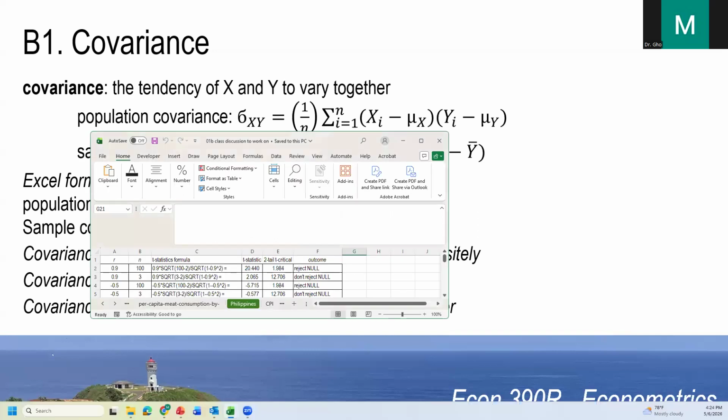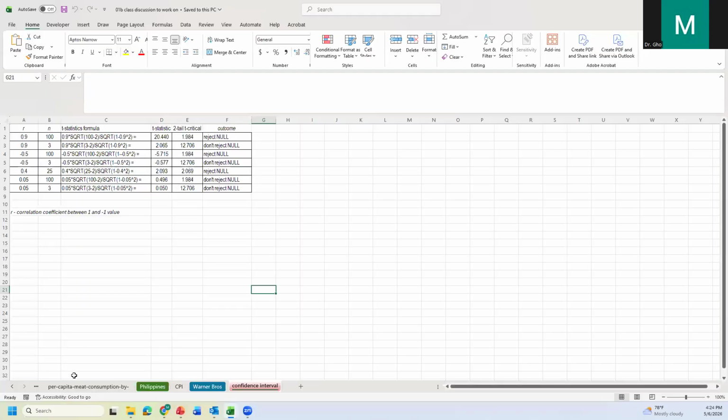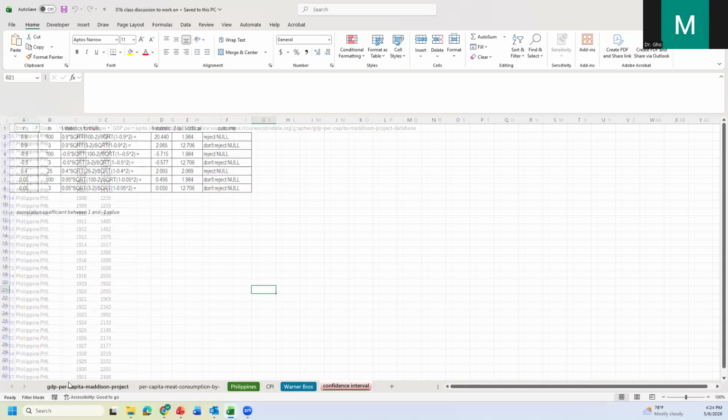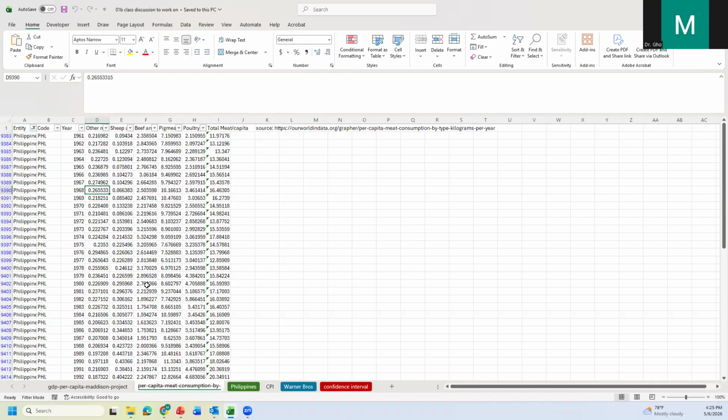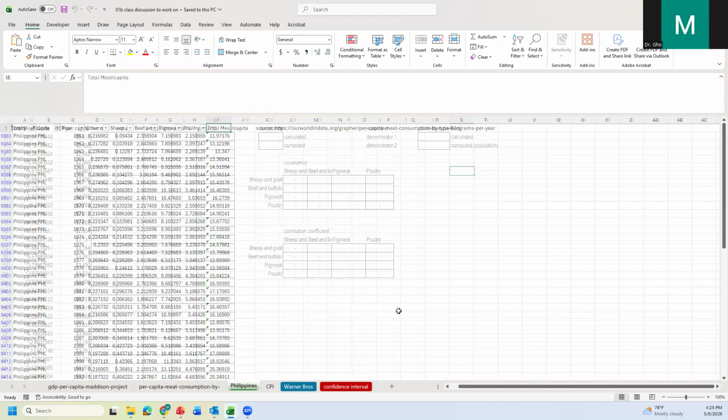I've got a data set over here, and I went to Our World in Data. I looked at GDP per capita and per capita meat consumption, and then I added a column adding all the meat together because it has other meat, sheep, beef, buffalo, pig meat. I don't know why they don't call it pork. That's okay. Poultry. And then I just summed it all together. The total meat consumption per capita for people in the Philippines.